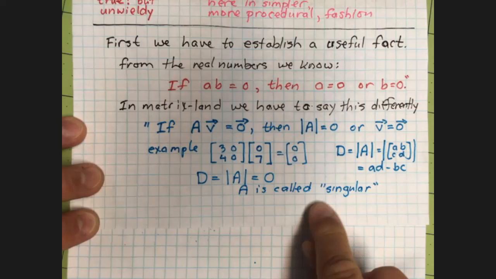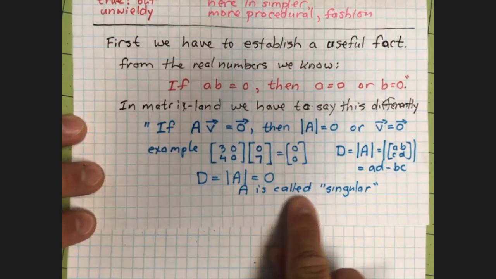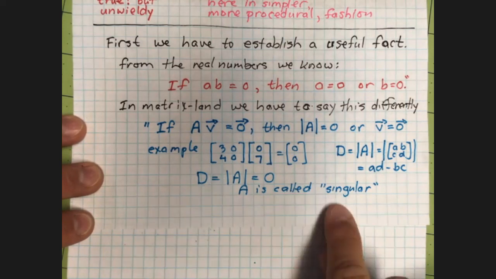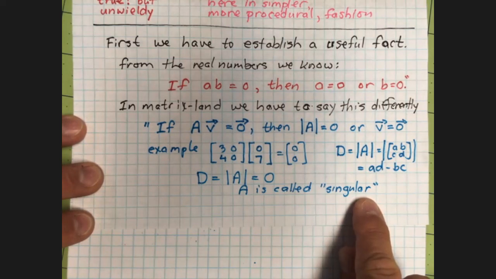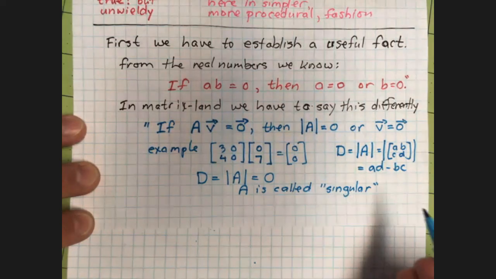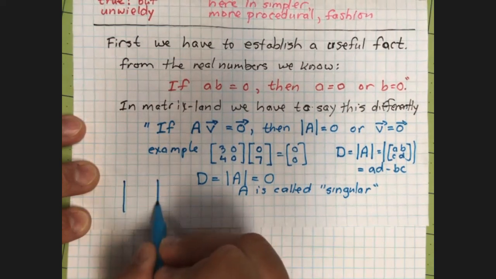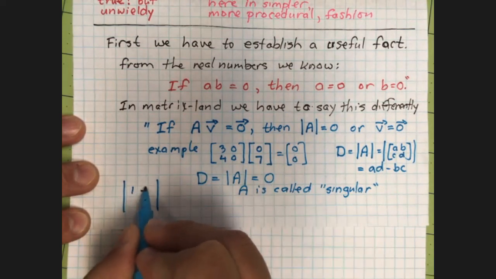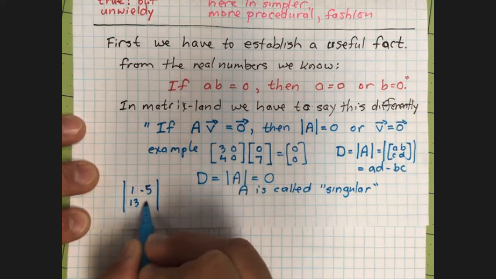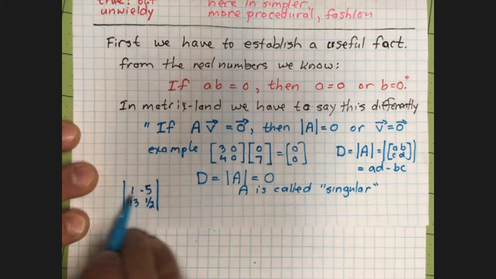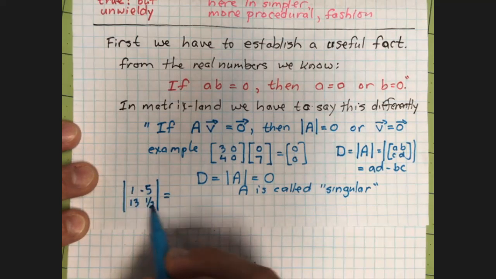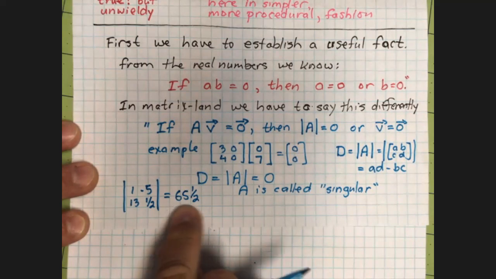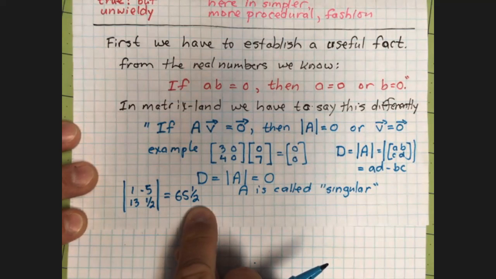I don't quiz you on vocabulary words. I don't make you use them, but if someone else uses them around you, you have to know what they mean. So let's not call this matrix bad or evil or wrong or broken. It's singular, singular in the sense of the English language, which means unique. Why unique or out of the ordinary? If you think about it for a second, it is out of the ordinary to have a matrix whose determinant is zero. Why? Because if you just pick four numbers at random, like 1, minus 5, 13, and 1/2, what's the determinant of this matrix? That's 1/2 plus 65. That's 65 1/2. I don't like to write mixed fractions, but that's just what this number is right now. 65 1/2. That's better than saying 131/2.